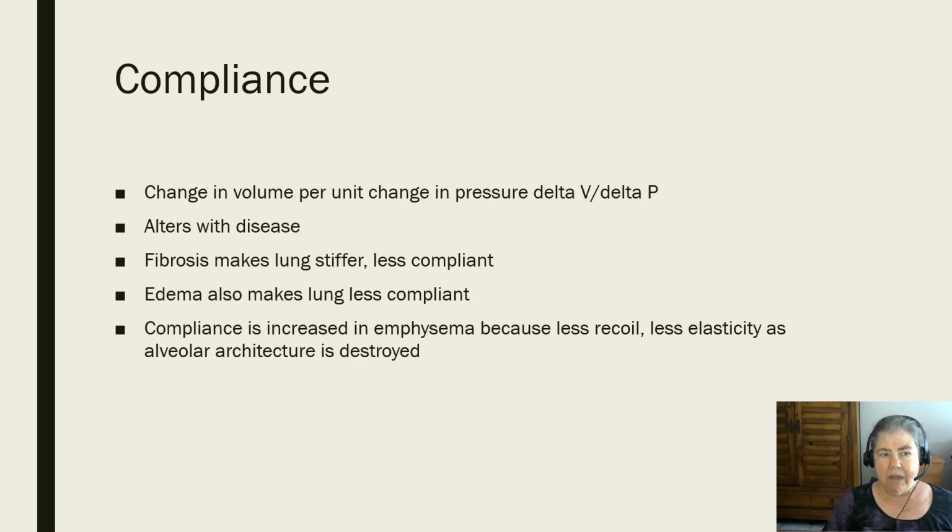And lung compliance can be altered by disease. So there are certain lung diseases in which scarring of the lung occurs. They are called fibrosis. The pneumoconioses, like black lung disease, cause fibrosis. There are some autoimmune problems that cause fibrosis. And when that happens, the lungs become stiffer and less compliant.